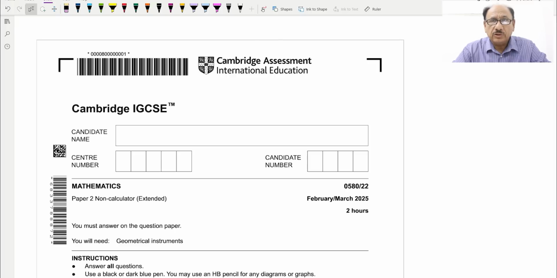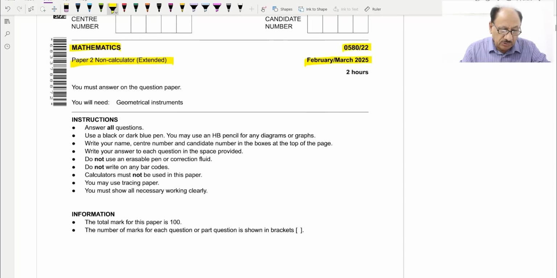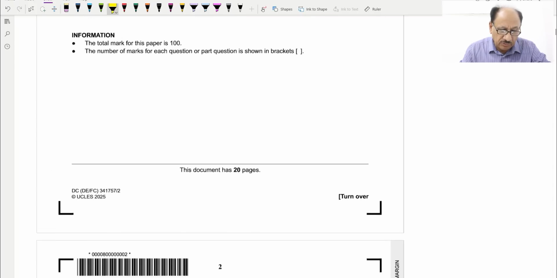Hello everyone. Today we'll be going through IGCSE Cambridge Mathematics Paper 2. It's non-calculator 0580/22, February/March 2025. This is the first paper after the format change from Cambridge side. Let us go through quickly. Calculator is not allowed in this.